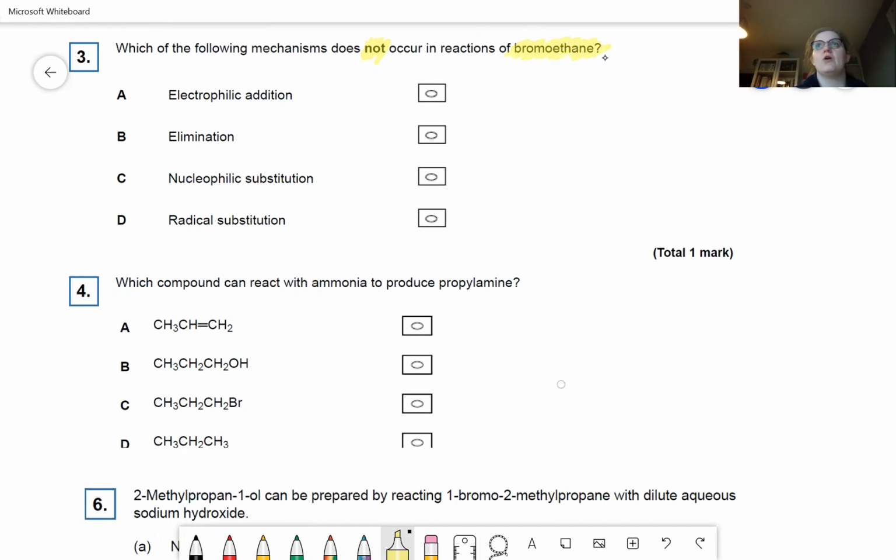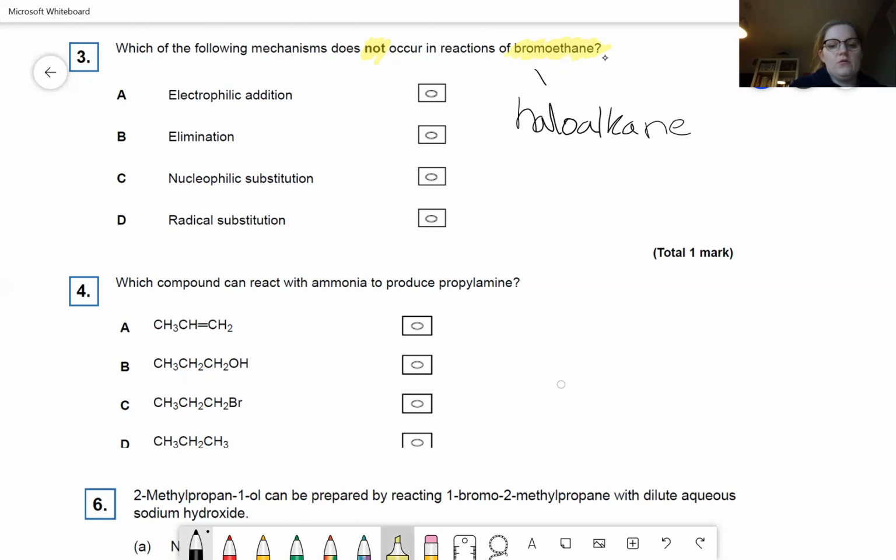So again, you'll hear bromo, you think, okay, well, that's a halogen. Ethane, that's an alkane, so it's a halogenoalkane or haloalkane. So we're dealing with a halogenoalkane here. Well, let's look at what they can do.